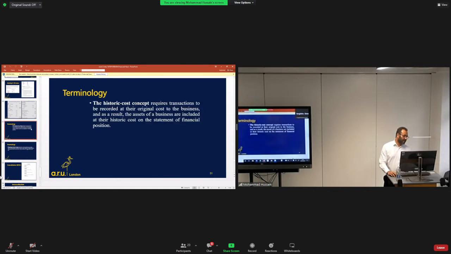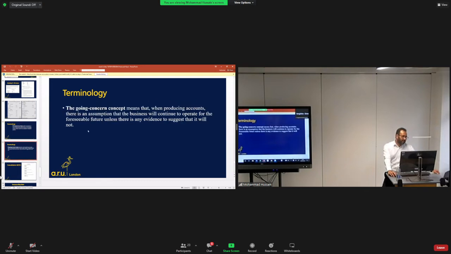Let's do slide 39, and also the historic cost concept requires the transactions to be recorded at their original cost to the business. As a result, the assets of a business are included at their historic cost on the statement of financial position. And another one, the going concern concept means when producing accounts, there is the assumption that the business will continue to operate for the foreseeable future unless there is any evidence to suggest otherwise.